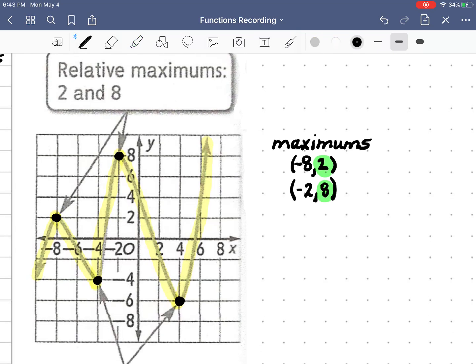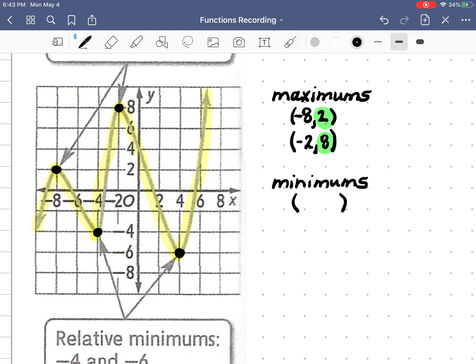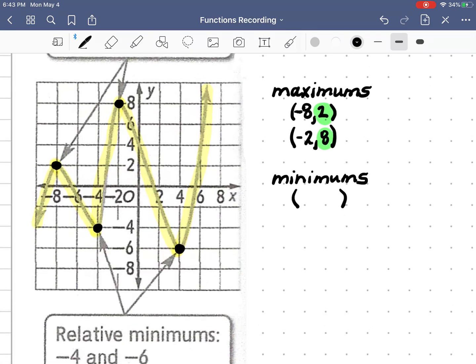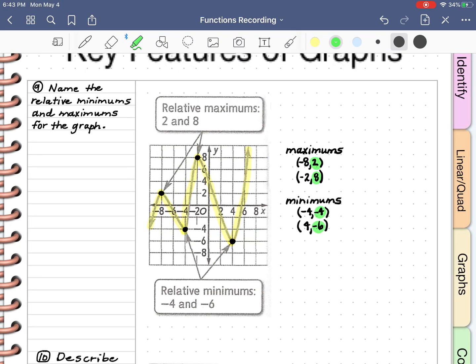Okay, the minimums, those are the low points. And those are occurring down here at, if you do the whole point, you have back 4 and down 4. And then you have over 4 and down 4. I'm sorry, I can't read. How about down 6? And again, those refer to highs and lows, so you're dealing with the y coordinate part. Those are at -4 and -6. Minimums and maximums.